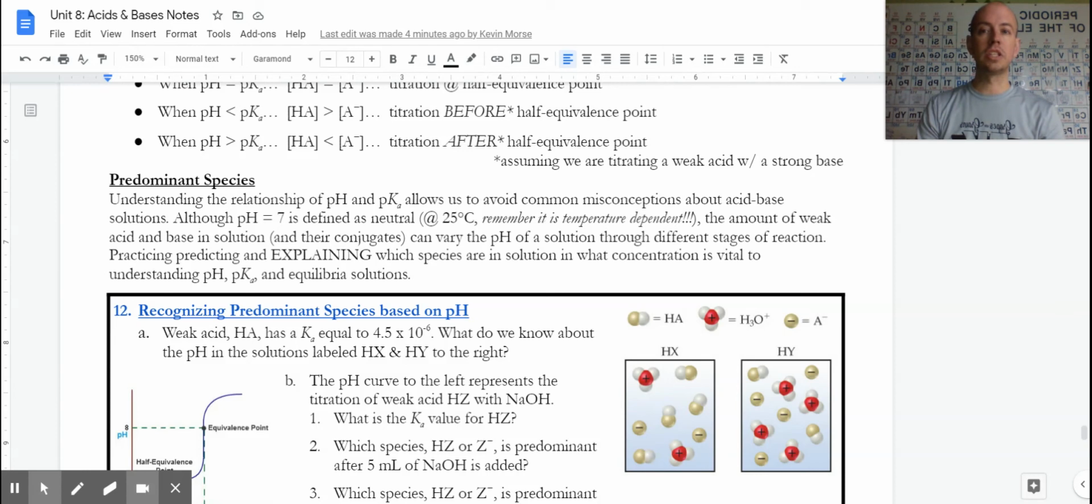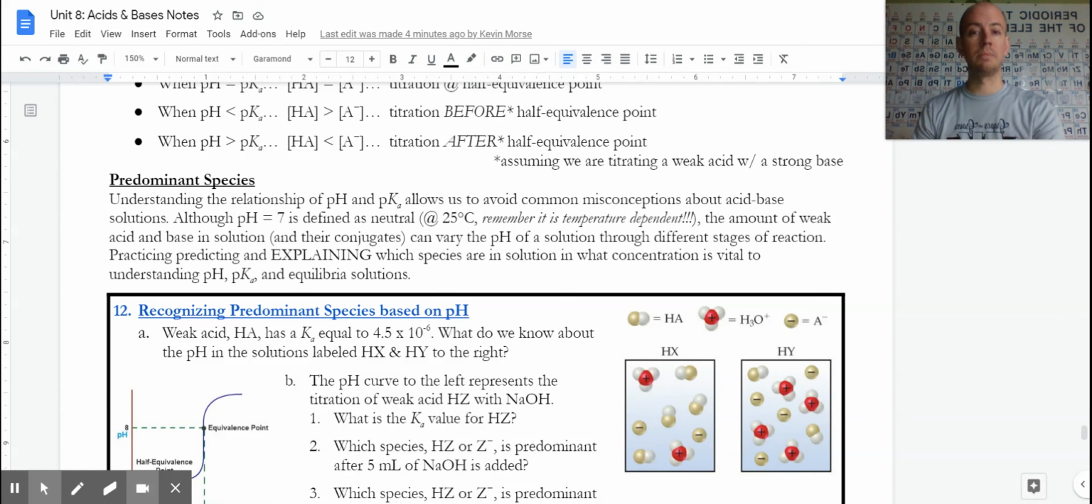Very commonly, you're asked what the predominant species is. That just means which thing do I have more of, the acid or its conjugate base, or the weak base or its conjugate acid. So the amounts vary based upon the pH, but they are not based upon whether you are above or below 7. And always, as a reminder, that 7 is only true at 25 degrees Celsius.